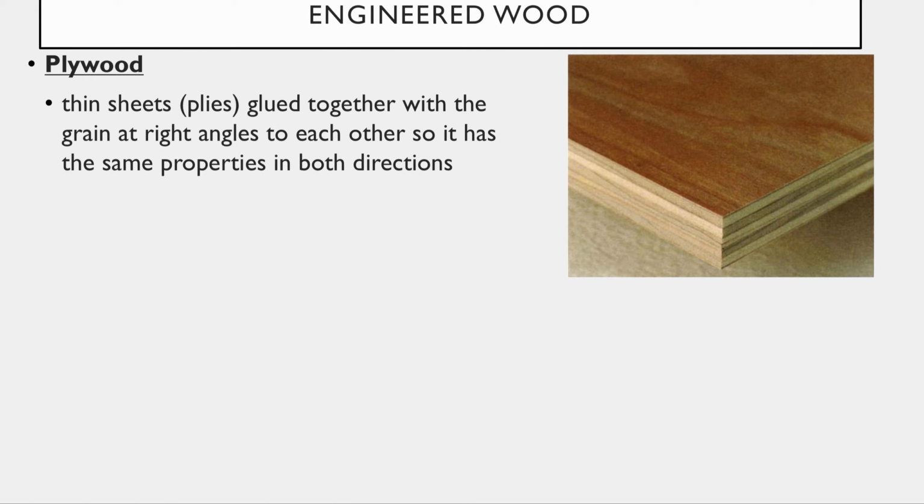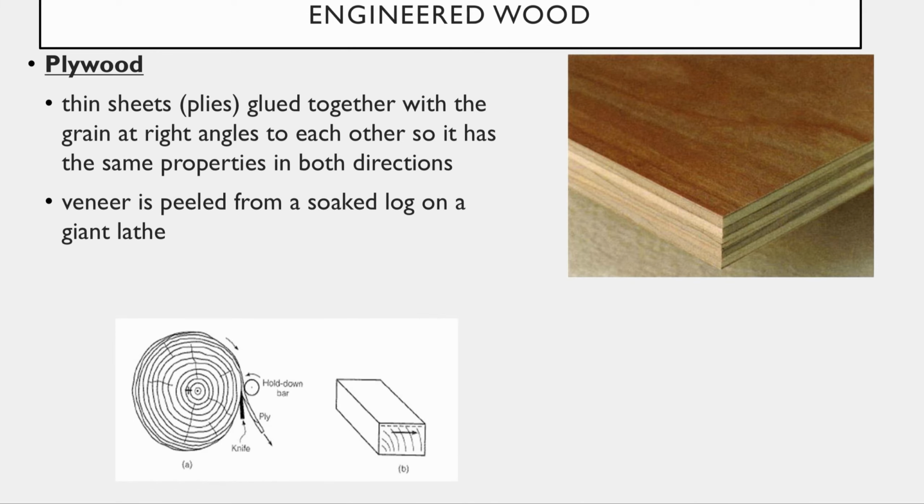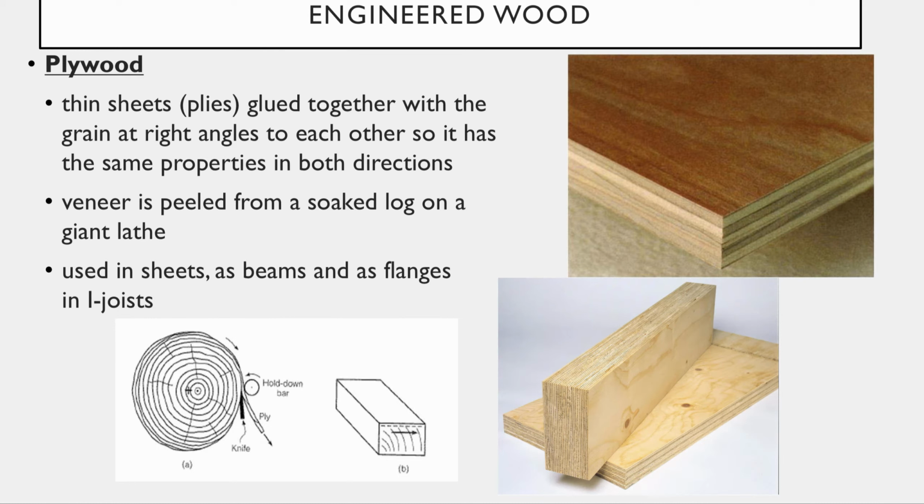To get the veneer that we make these out of, they soak logs and then spin them on a giant lathe with a knife that just peels the layers off. Hopefully you've watched the quick videos on how different engineered lumbers are made and saw this process. But I do want to point out that it's not just plywood that comes out of this veneer. There's also laminated veneer lumber, and that lumber can be shaped into plywood, but it also can be shaped into beams and is often used as beams or the top and bottom flanges in I-joists that we're going to get to.